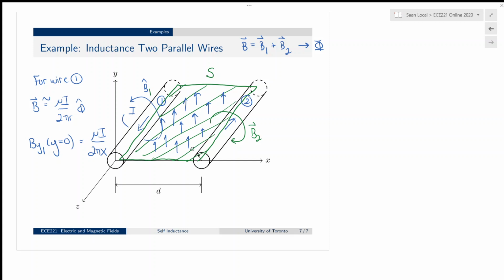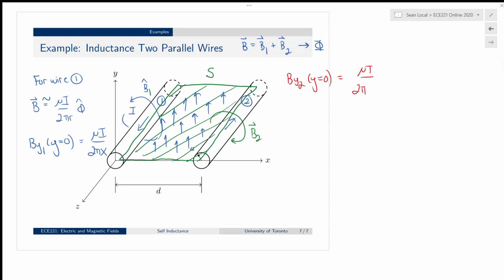Now we can move on to wire 2. Let's write out the expressions for wire 2. So for wire 2, we can now use a very similar formula to find the expression for By2 at y equals 0. It's going to be equal to mu I over 2 pi. And now we need to think about the radial distance we are from wire 2.